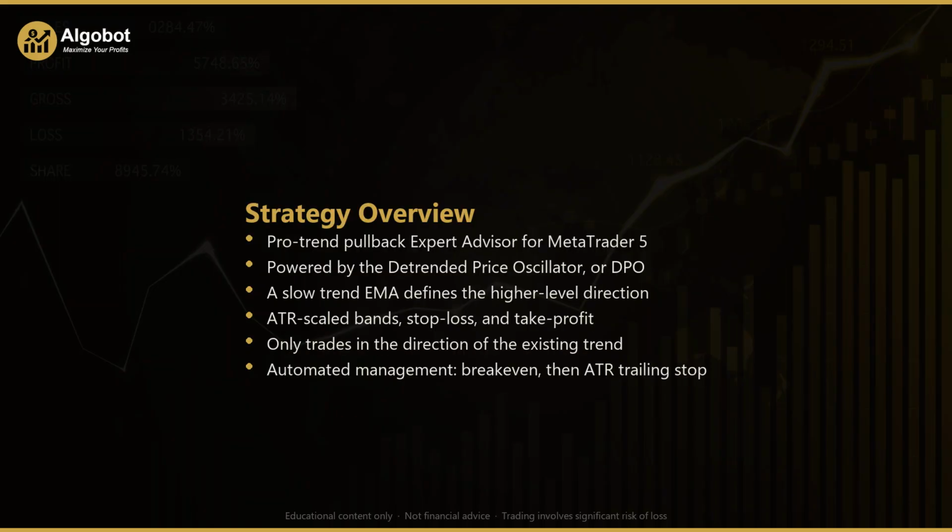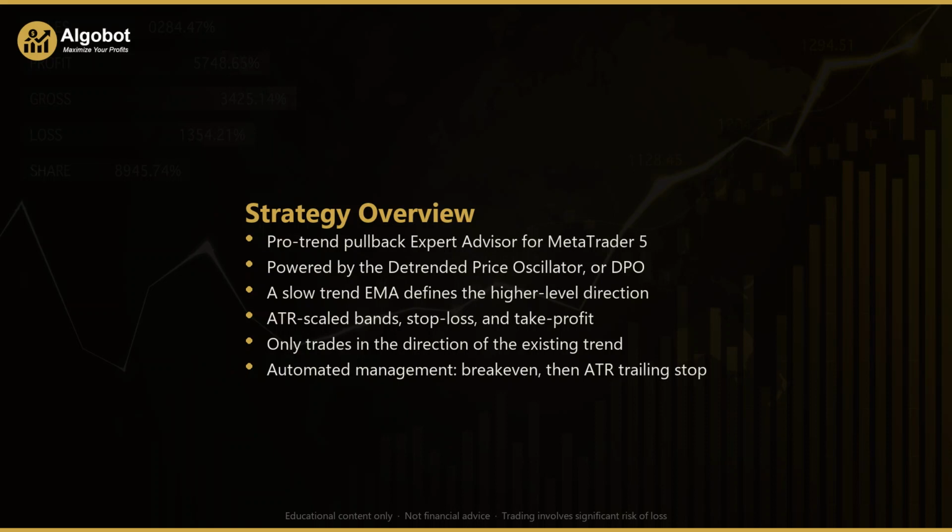So what exactly does this expert advisor do? At its heart, the Detrended Cycle Pullback strategy is a pro-trend, pullback system. That means it doesn't try to pick tops and bottoms against the market. Instead, it waits for a short-term dip inside an existing uptrend or a short-term bounce inside an existing downtrend, and then it looks to join the move as the trend resumes.